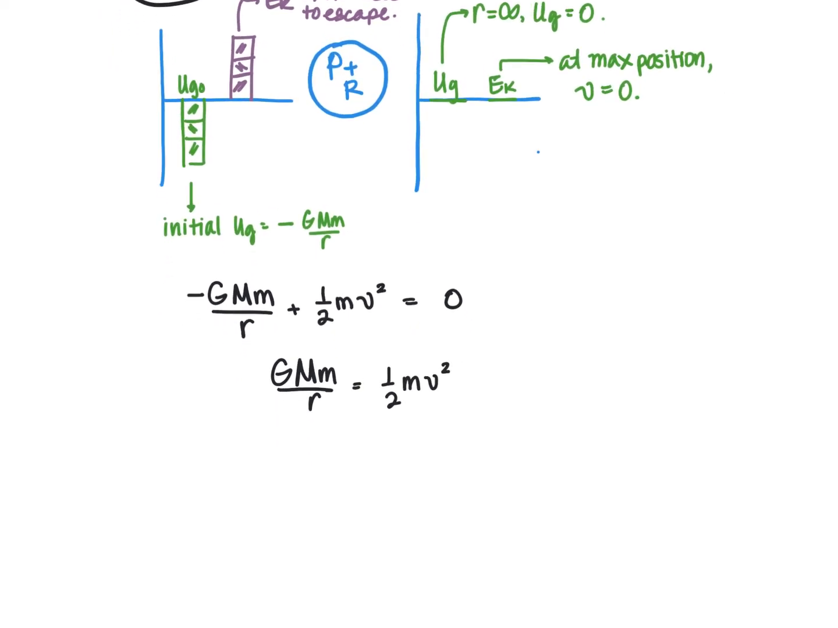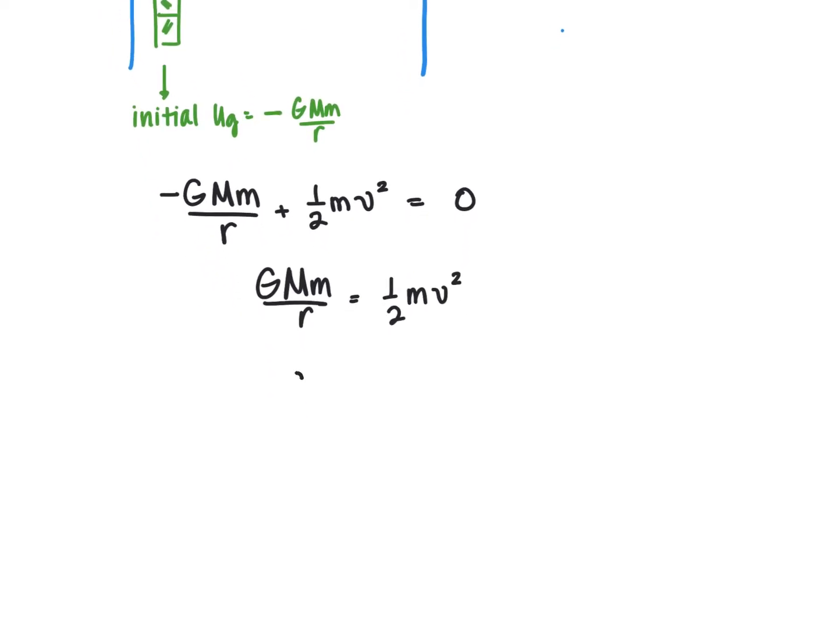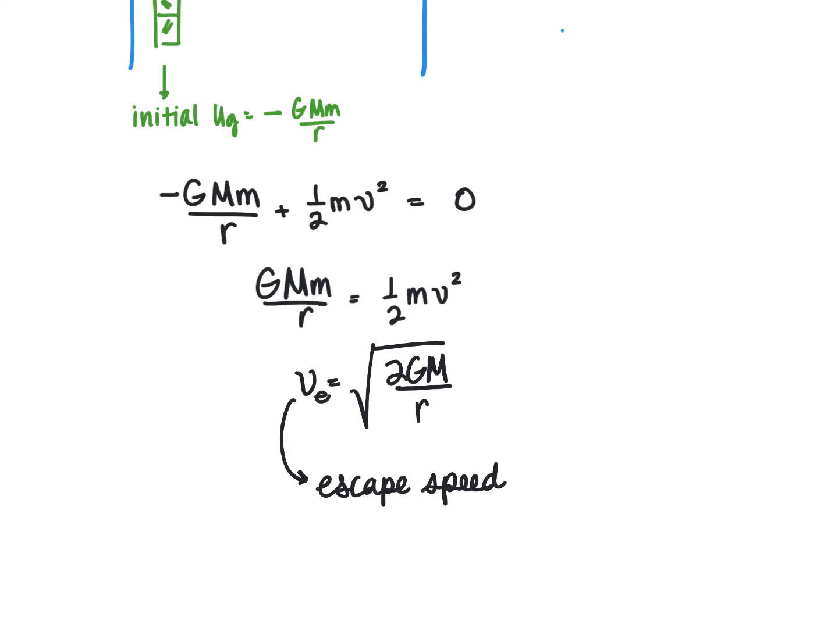Again, the little m is the mass of the rocket. I can actually divide by the mass of the rocket on both sides, and we get that our final velocity is the square root of 2GM over r. And this is our escape speed. So how fast, at minimum, do we need to be moving in order to escape the planet? And this r is the radius of the planet.